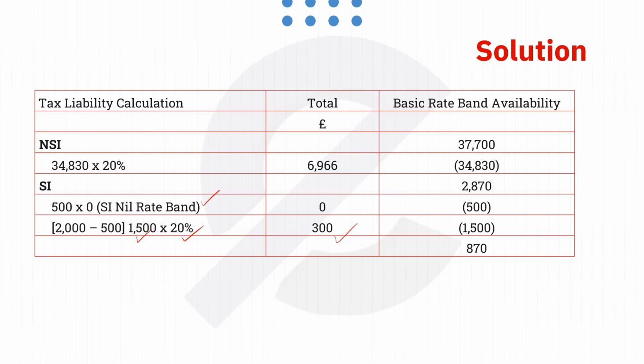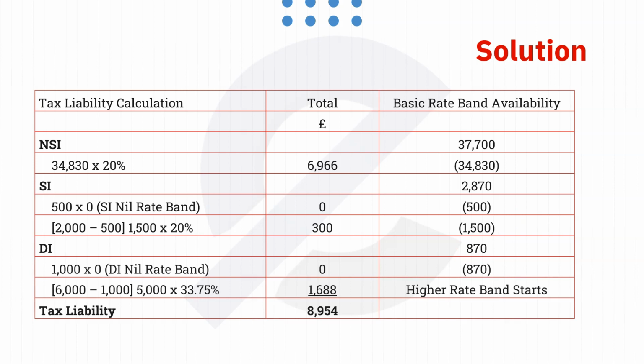Post this calculation, when we assess how much of the basic rate band capacity is unutilized, we work out that the basic rate band can still accept £870 of taxable income. So we will now turn to dividend income. The dividend income amount is £6,000 in total, which is more than the basic rate band capacity. Logically, this means that £870 of the £6,000 will fall in the basic rate band and the excess will be taken to the higher rate band.